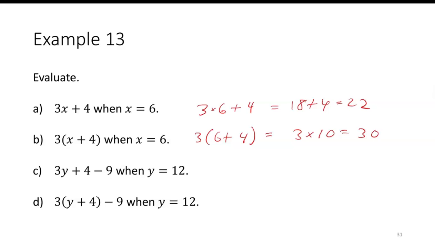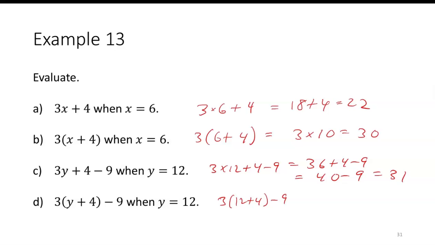3y plus 4 minus 9, when y is 12. 3 times 12 plus 4 minus 9. That's 36 plus 4 minus 9, which is 40 minus 9, or 31. 3 times parentheses y plus 4 minus 9 becomes 3 times parentheses 12 plus 4 minus 9. That becomes 3 times 16. 12 plus 4 is 16. 3 times 16 is 48 minus 9. We end up with 39.